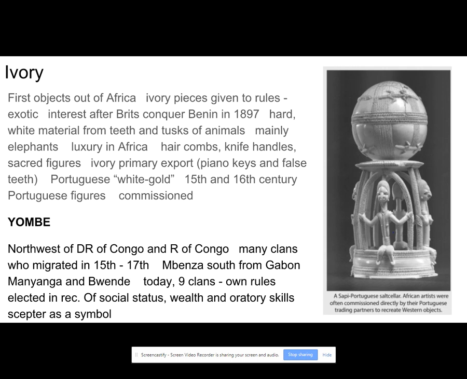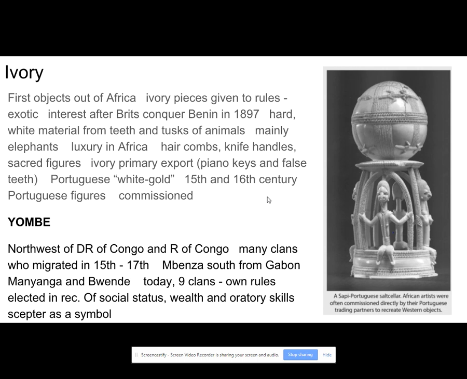Ivory is a hard white material from teeth and tusks of animals, mainly elephants. It was considered a luxury in Africa. They would make hair combs, knife handles, and sacred figures out of them. Ivory became a primary export for piano keys and false teeth. Portuguese considered it white gold, and it would have been sought after by Portuguese in 15th and 16th centuries. They even would commission people to make images, figures out of it.